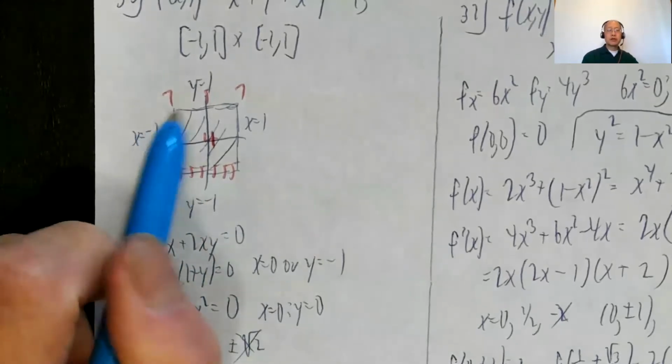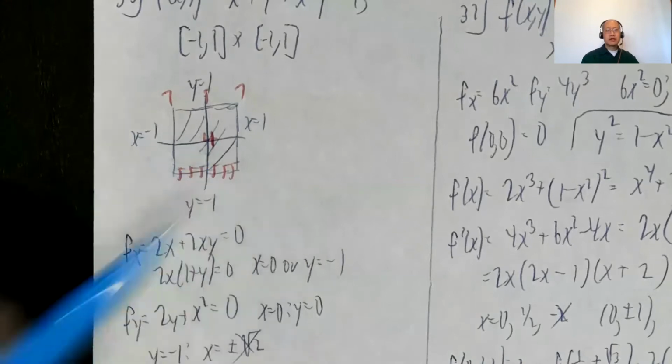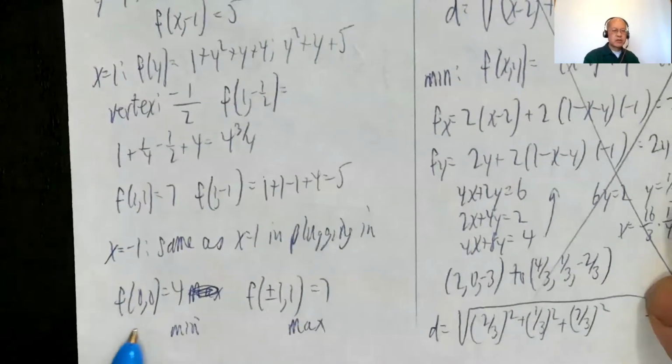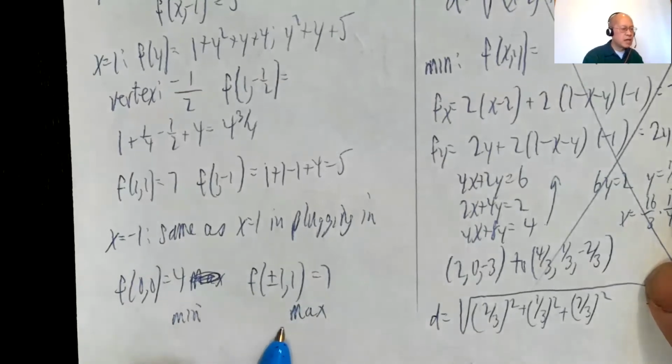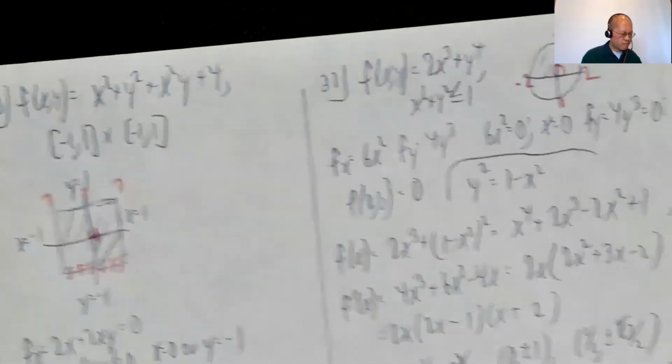So absolute max are here and here. Absolute min at the origin. So f of 0, 0 is 4, minimum. F of plus or minus 1, 1 is 7. That is a maximum. Okay.